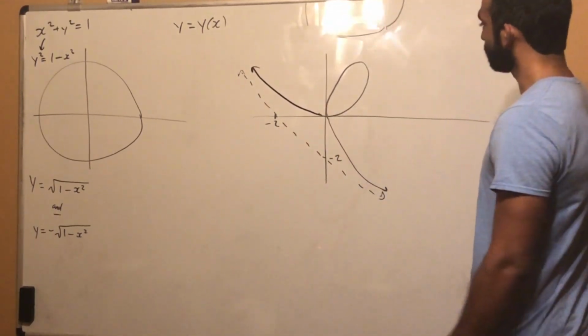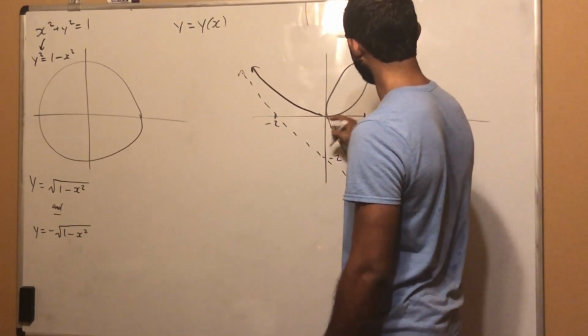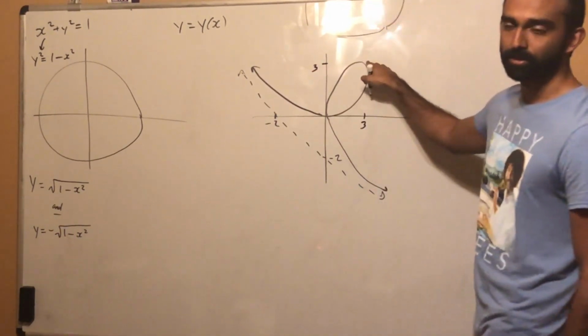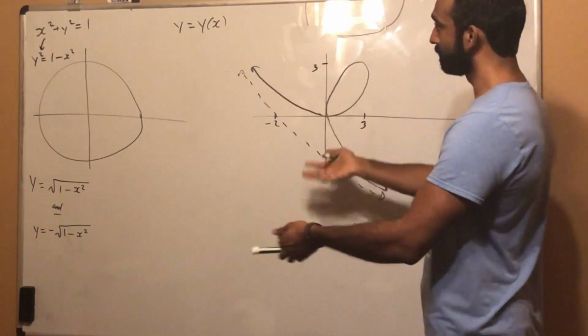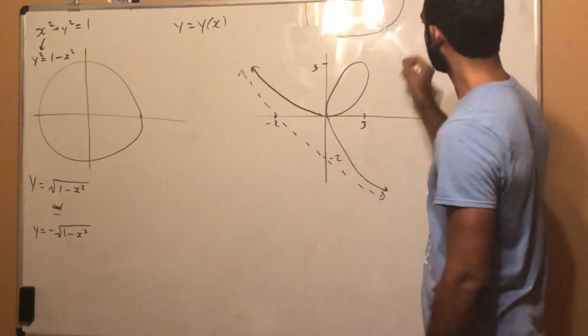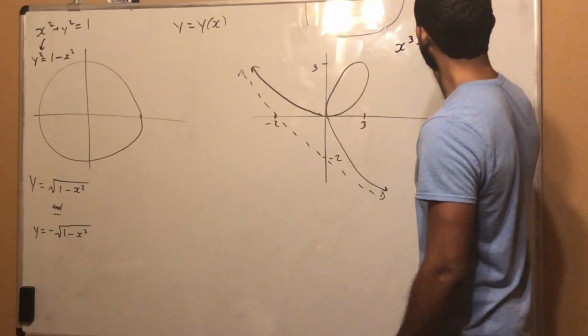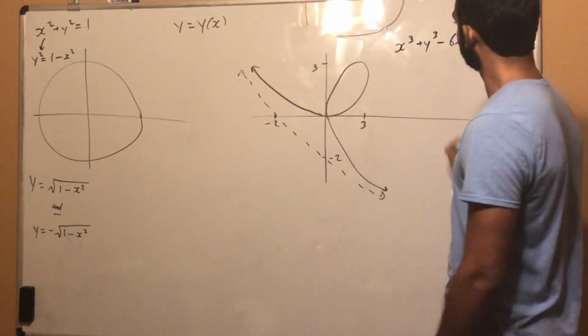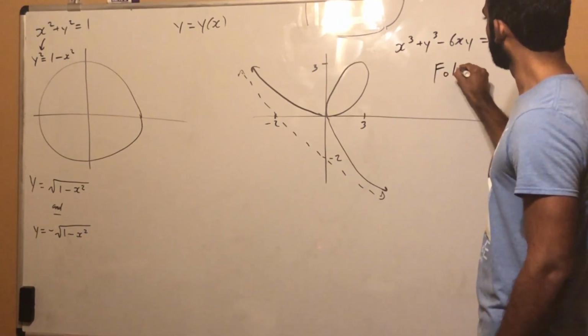What is that? This is what's called the folium of Descartes. This is what it is visually. Looks like this. That's 3. That's this little peak there, so to speak. And just like a circle, it has an equation. A lot of x's and y's on one side: x cubed plus y cubed minus 6xy equals 0. This is called the folium of Descartes.